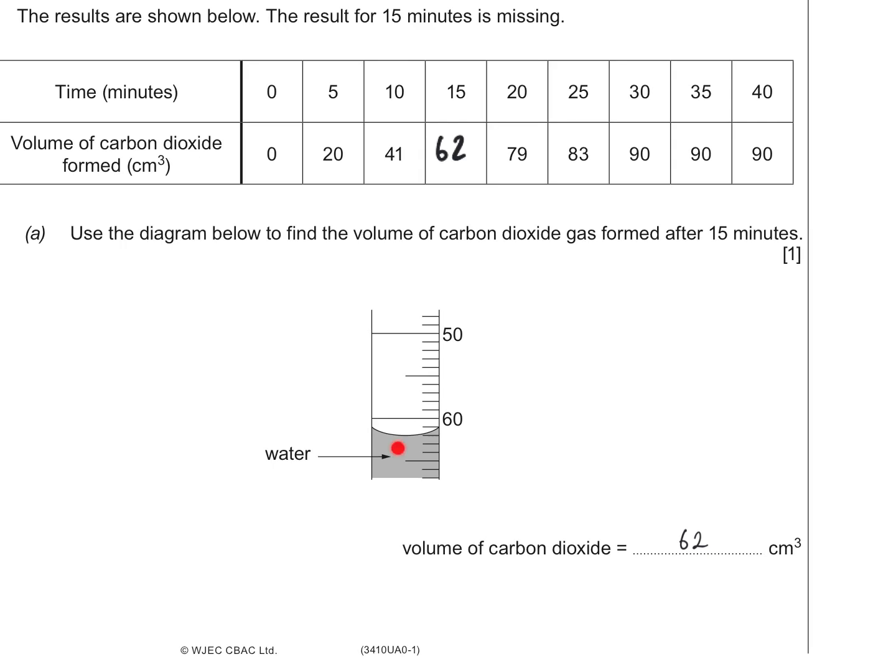Well, when we measure the volume, we measure from the bottom of the meniscus. So we measure from the bottom of the curve, which means that 60, 61, 62. The tough thing we've got to work out, guys, is that it's counting up in ones going down.